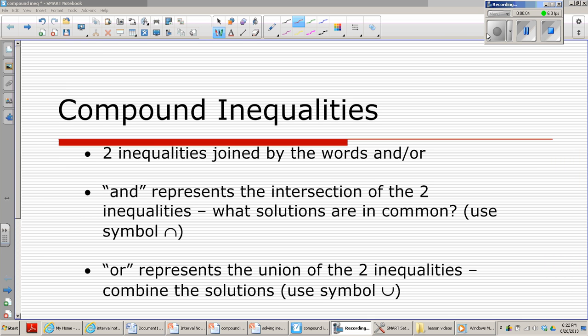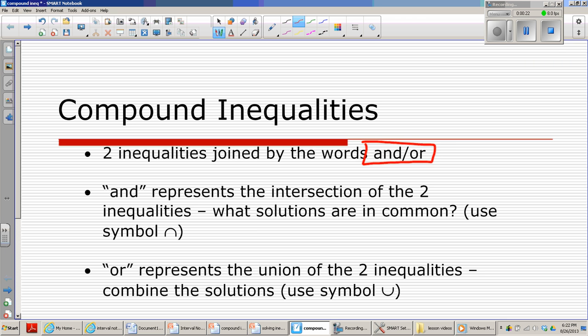Today's lesson is on compound inequalities. First of all, in your notes, let's look at what a compound inequality is. It would be if you have two inequalities joined by the words "and" or "or". So it is more than one inequality.